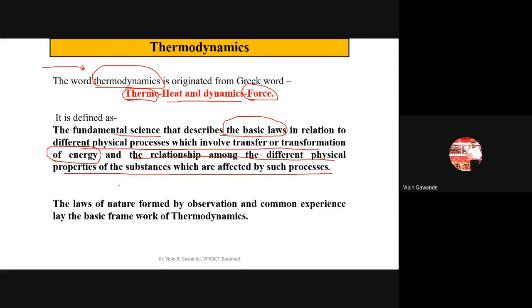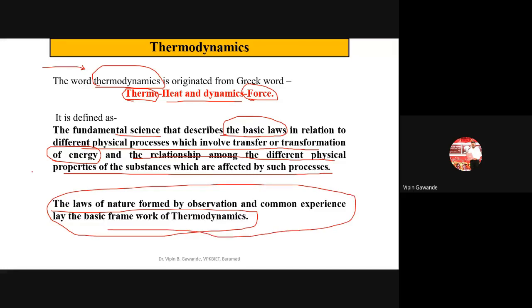Now, the laws of nature, formed by observation and common experience, lay the basic framework of thermodynamics. The laws of thermodynamics are taken from the laws of nature. What we see in nature is written in the form of words, in the form of text, and that comes as the thermodynamic laws. Just remember this. The definition is just for your reference only. That is the definition of thermodynamics.